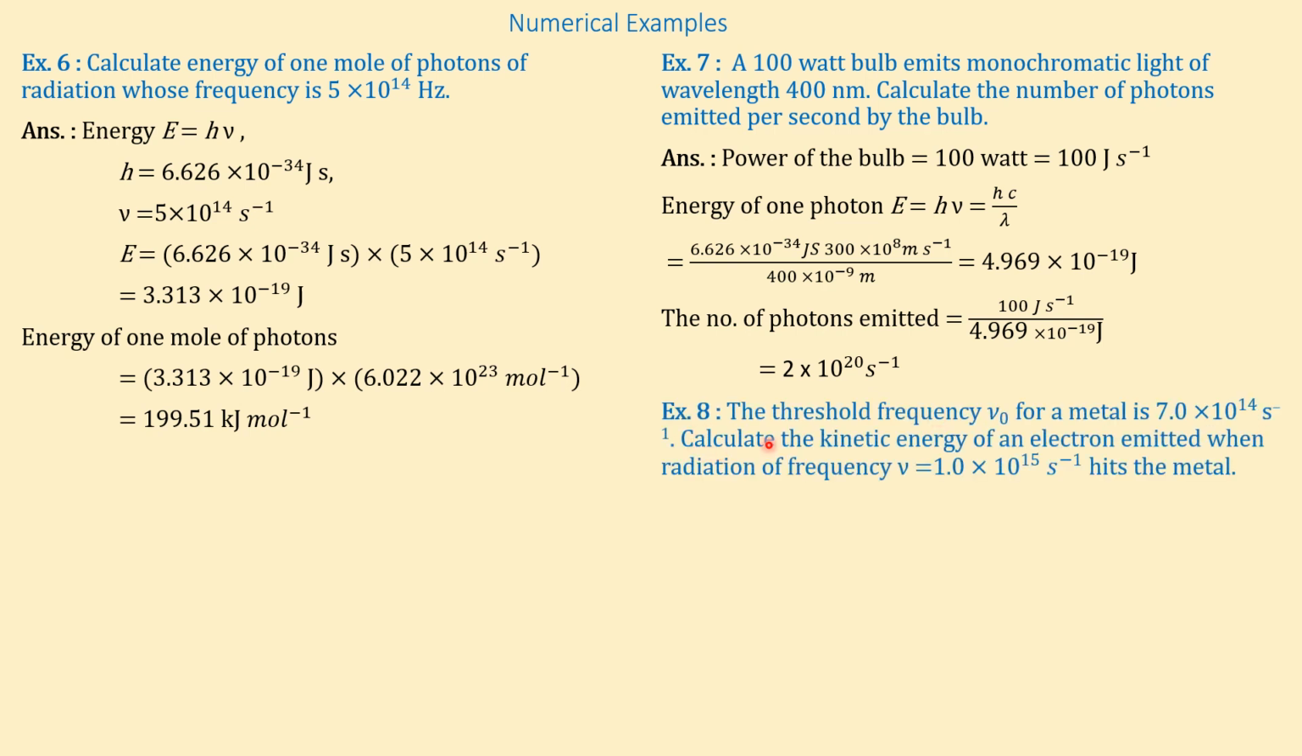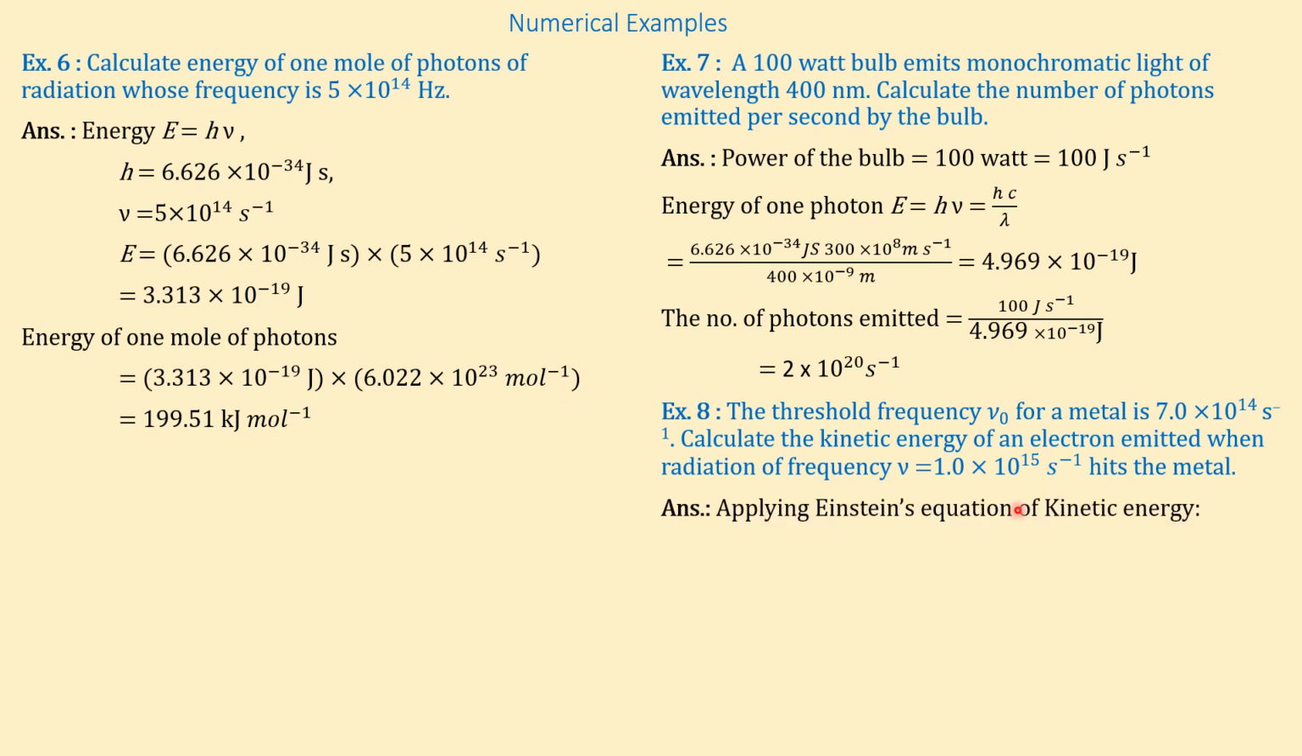Question number 8. The threshold frequency ν₀ for a metal is 7.0 × 10^14 per second. Calculate the kinetic energy of an electron emitted when radiation of frequency ν = 1 × 10^15 per second hits the metal.